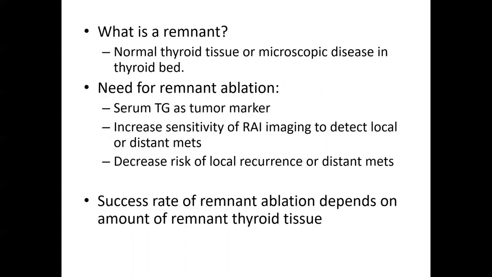Remnant tissue is just normal thyroid tissue or some microscopic disease left in the thyroid bed. And the need for remnant ablation: one, we can have serum Tg as a more reliable tumor marker if we have ablated the remnant thyroid tissue. There is also increased sensitivity of the RAI imaging to detect local or distant metastasis, and there is decreased risk of local recurrence or distant mets. Success of remnant ablation depends on the amount of remnant thyroid tissue. If the tissue left behind is significant, then it would need revision surgery.